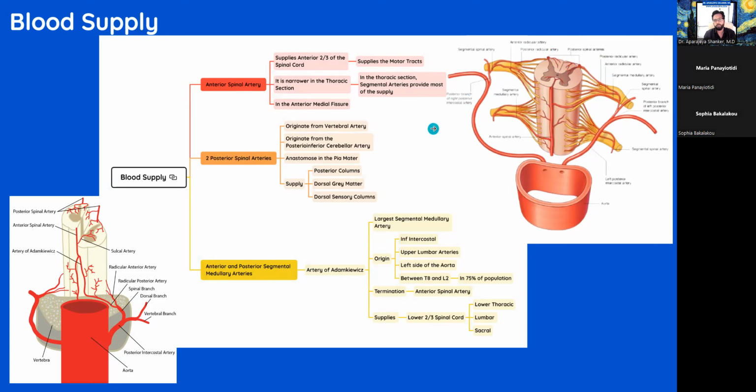Second is something called the Brown-Séquard syndrome. The Brown-Séquard syndrome is called the hemisection of the spinal cord.